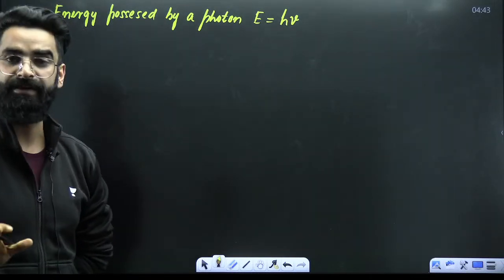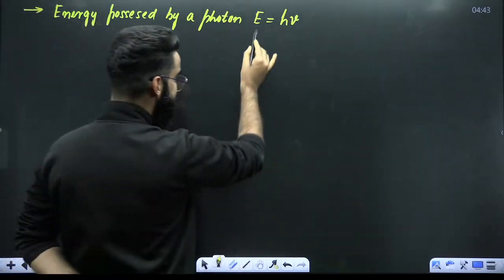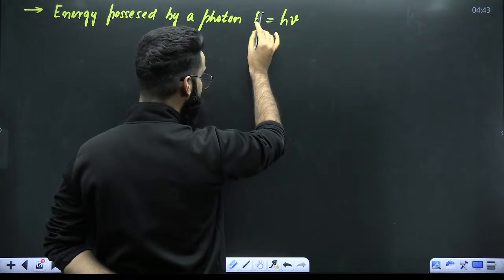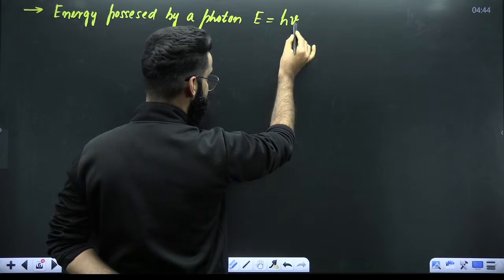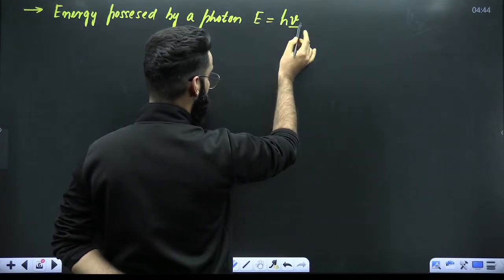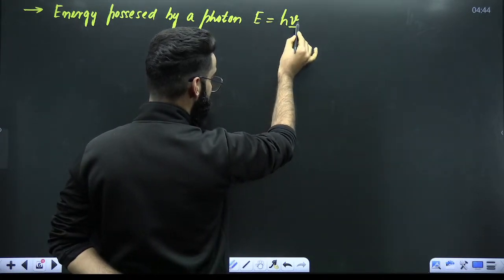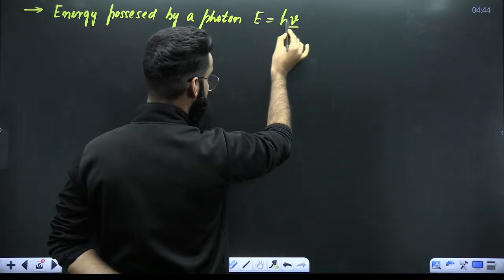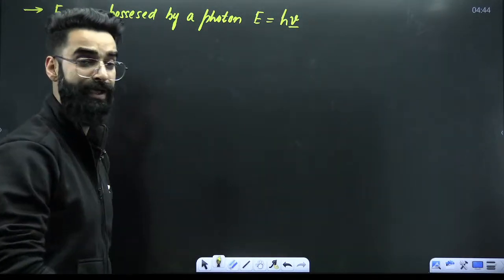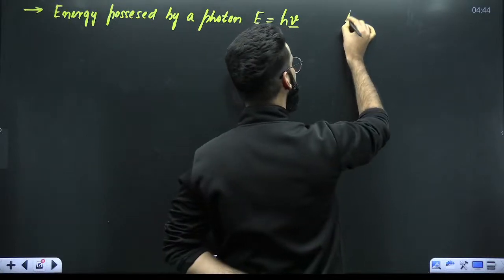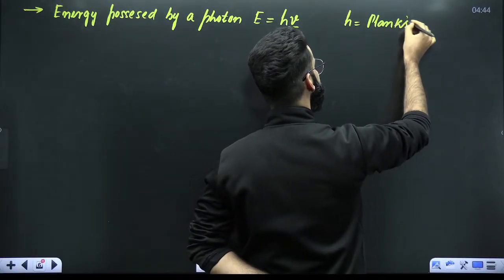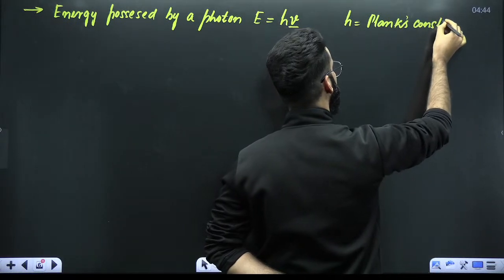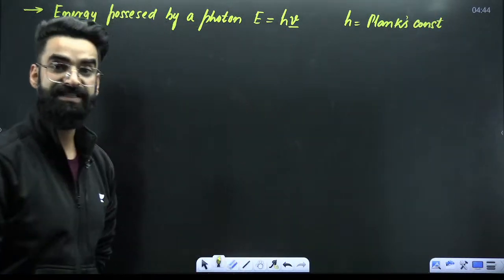This is something which I believe every one of you would be knowing. This E stands for energy possessed by one photon. It is directly proportional to the frequency of the light. So, if energy is directly proportional to frequency of light, if I remove the proportionality sign, I'll be getting a constant h over here. And this particular h is something which you call as Planck's constant.